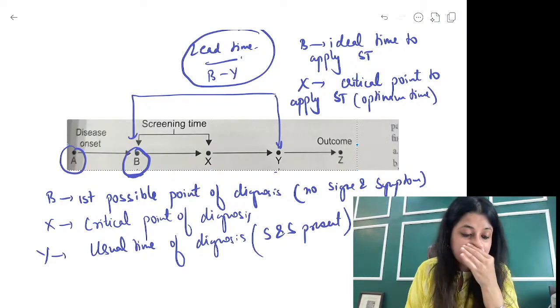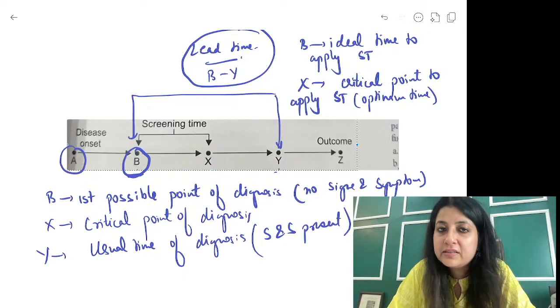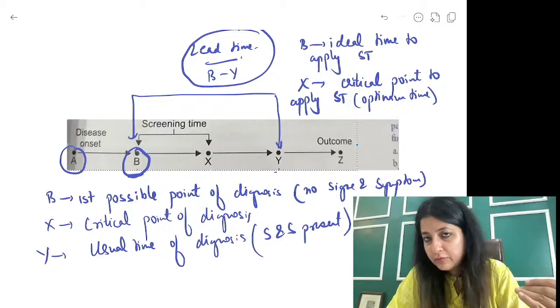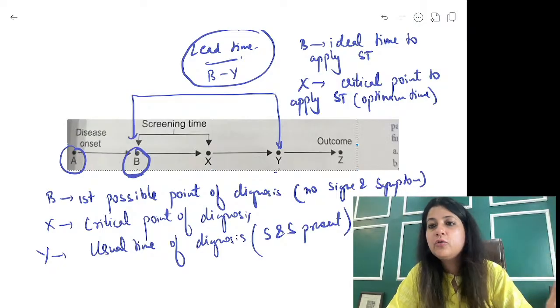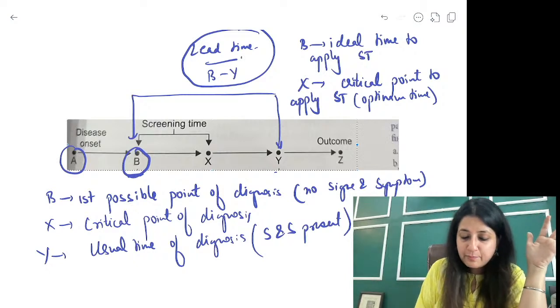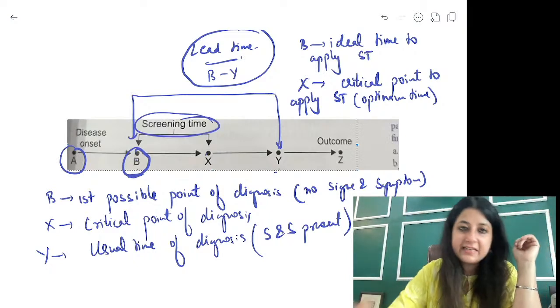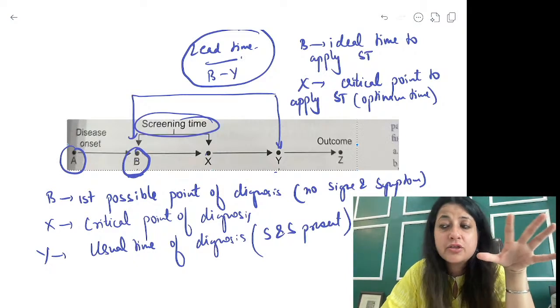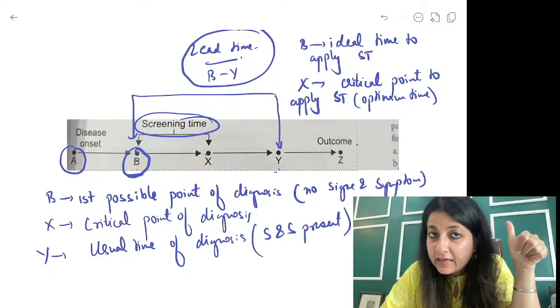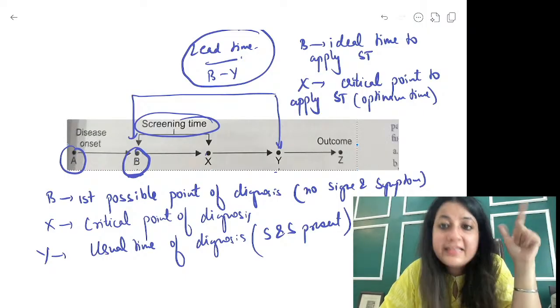If somebody next time frames a question and writes, what is the ideal time to apply a screening test? Point B. But what is the optimum time? Beyond that, we won't be able to give too much of an advantage. That is point X. Clear? And B to X is what? Screening time. Don't be in a rush while you're marking your answers. See, are they asking screening time? Are they asking lead time?